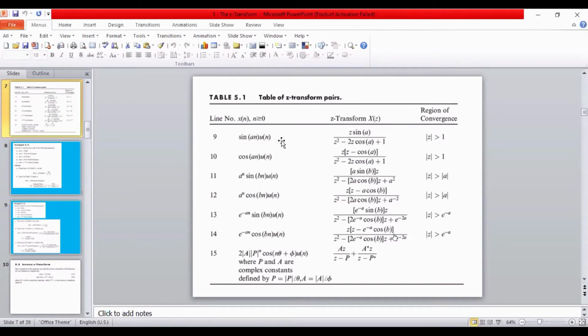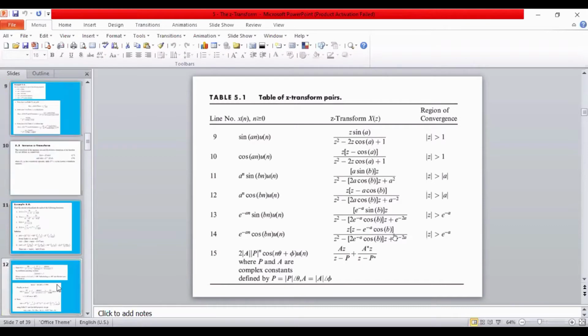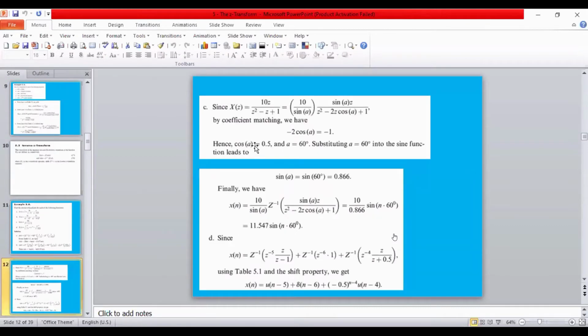Then it means that our Z transform will have the shape of this, where A will be the same as this one. So the number which stands here will pop up here at the numerator and denominator. And that's what we have here.